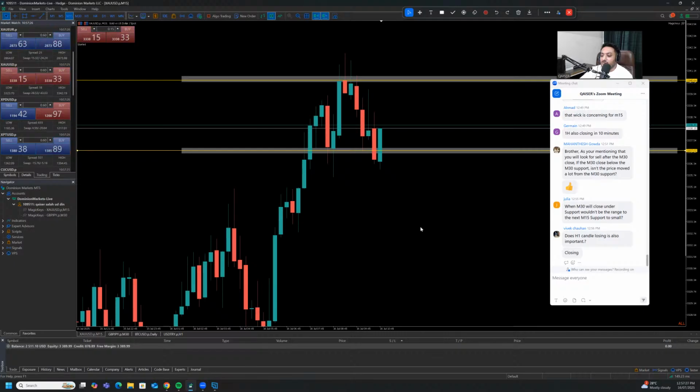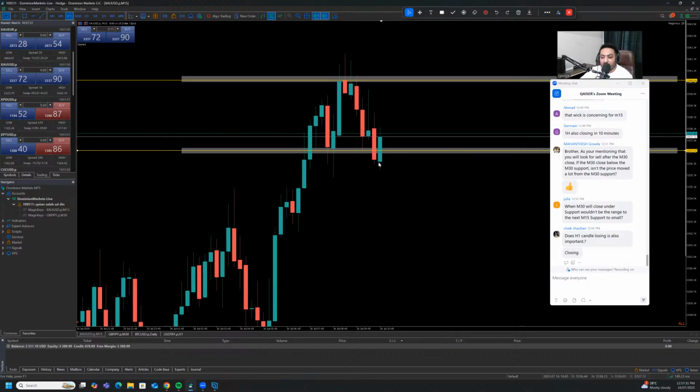Sir, in pullback, should we consider new resistance or old resistance? We will just replace the support area. Actually, we're just not going to get resistance. We're just going to be getting new support here.